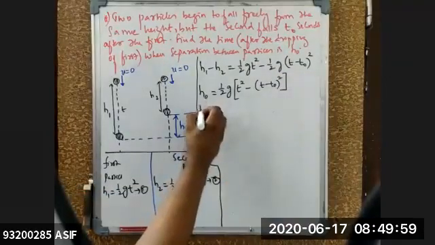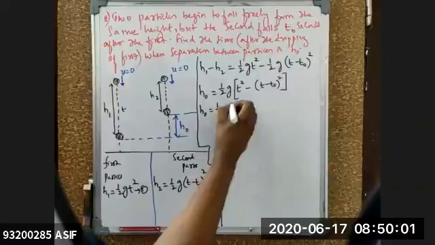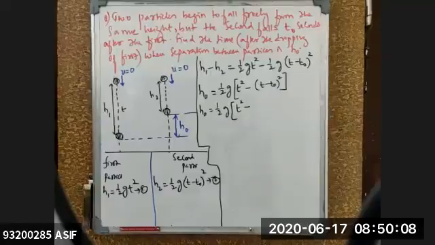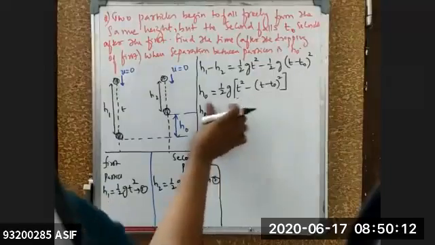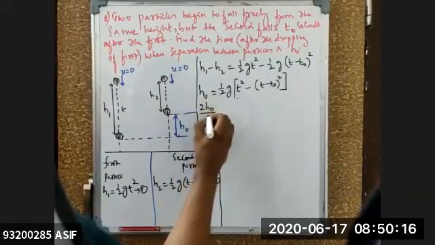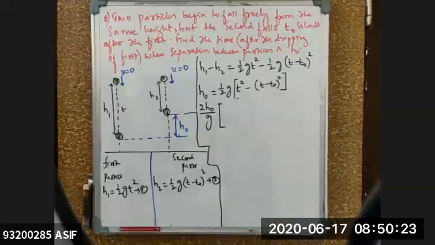So h0 is equal to half into g into t square minus (t minus t0) square, which is of the form a square minus b square. I'll write this step directly here. So this 2 will go here, so this is 2 times h0 divided by g. This can be written as t square minus (t minus t0) square.